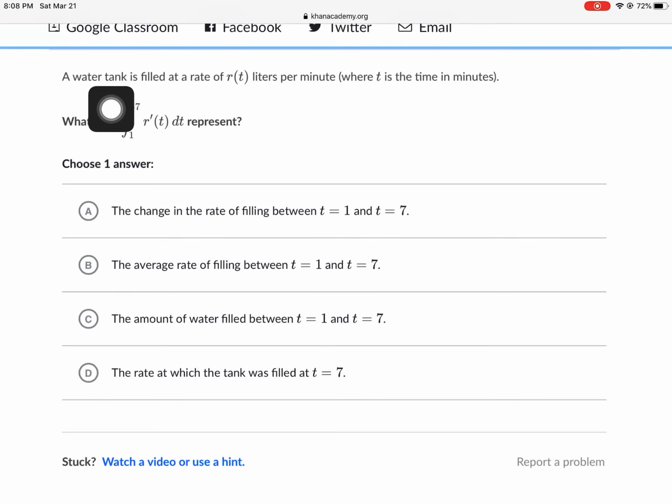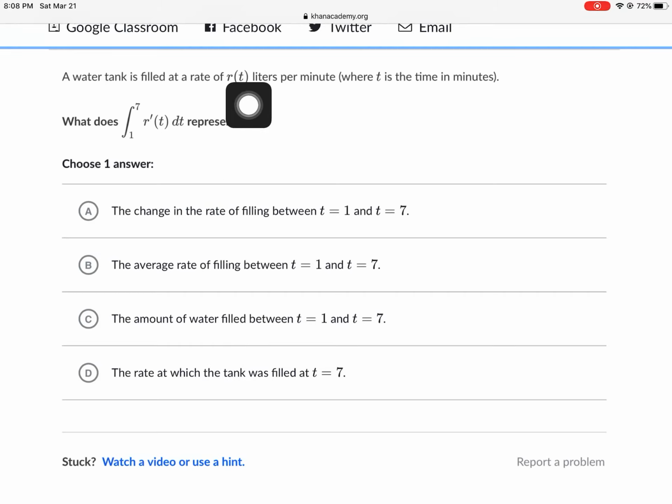This seems pretty simple. So a water tank is filled at a rate of R of t liters per minute. So what does R prime from 1 to 7 mean? So this is saying the change in the rate of being filled between t equals 1 and t equals 7. The average rate of filling, no. The amount of water filled, no.